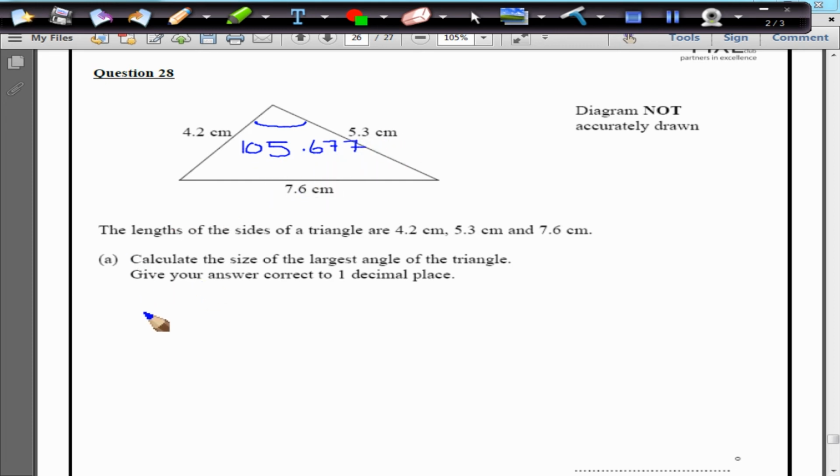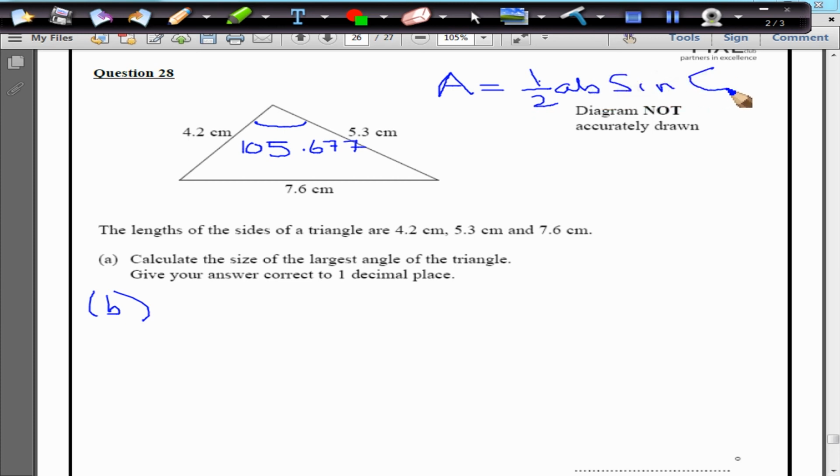Now, to work out part B, work out the area of the shape. What's the formula for the area of a non-right angle triangle? Area is equal to what? Half AB sine C.